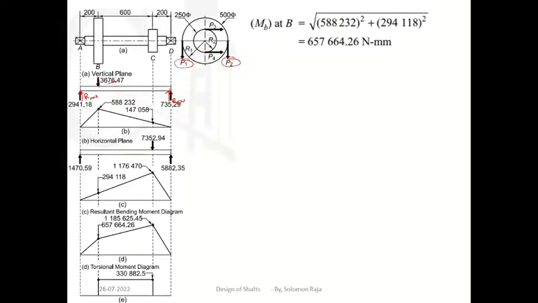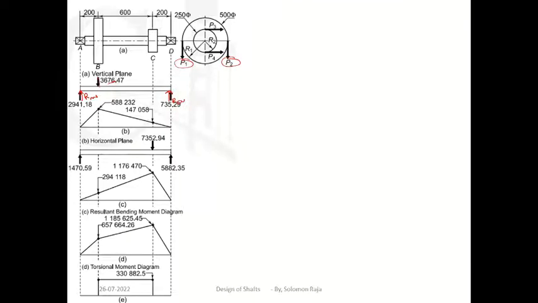But they didn't give the RAV and RDV values. That I have to find out. How can I find the RAV and RDV values? If you remember the concepts of shear force diagram and bending moment diagram that we studied in strength of materials, you can easily solve this problem. So sum of upward forces will be equal to sum of downward forces.